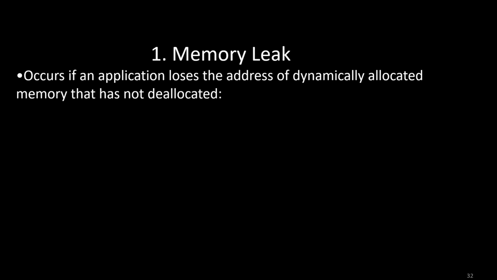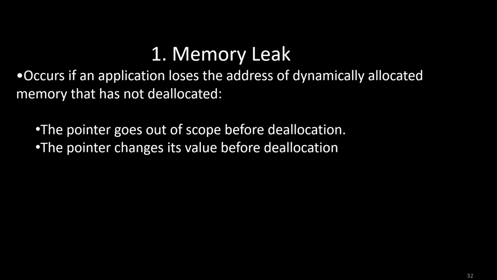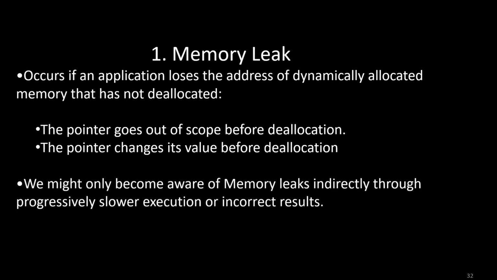I want to talk about a couple of phenomena that can happen with your memory. And the first one is a memory leak. This occurs if an application loses the address of dynamically allocated memory that has not been deallocated. If the pointer goes out of scope before deallocation, or if the pointer changes its value before deallocation, this could result in a memory leak. And we might only become aware of a memory leak indirectly through progressively slow execution or incorrect results from what we expect as an output.